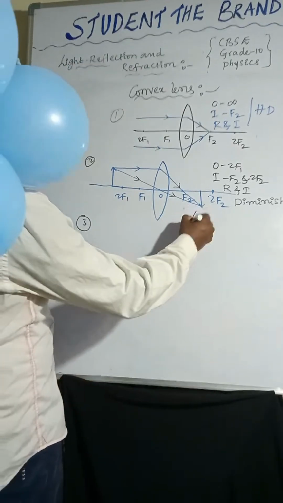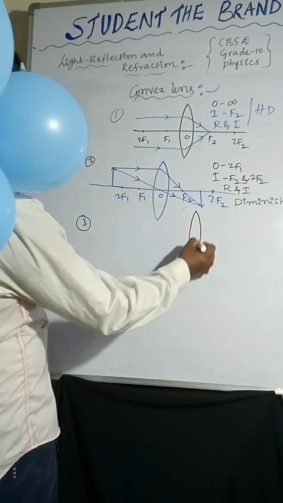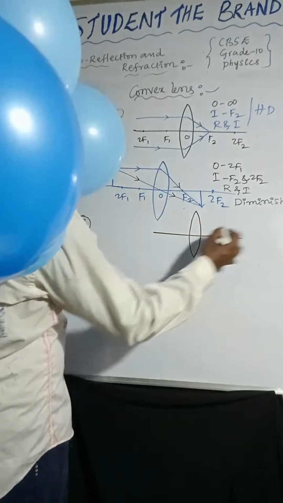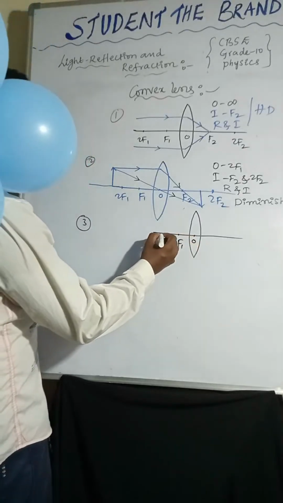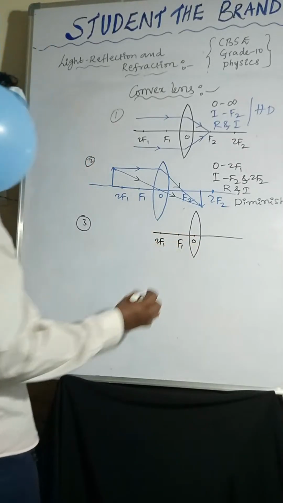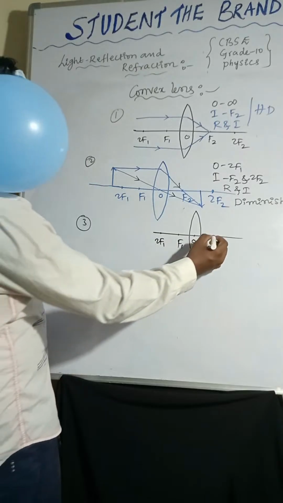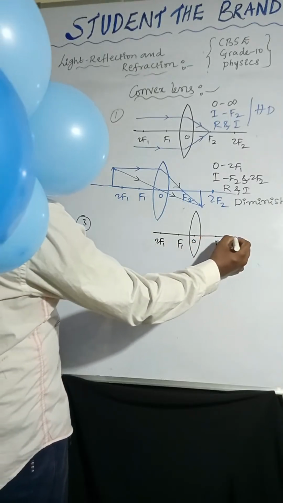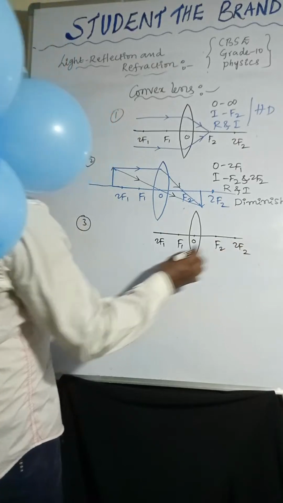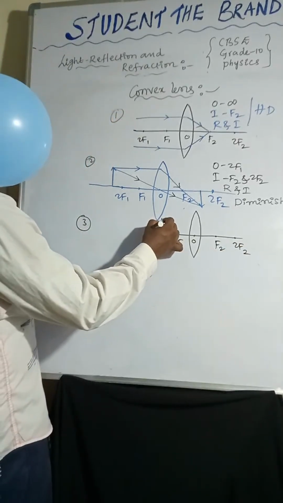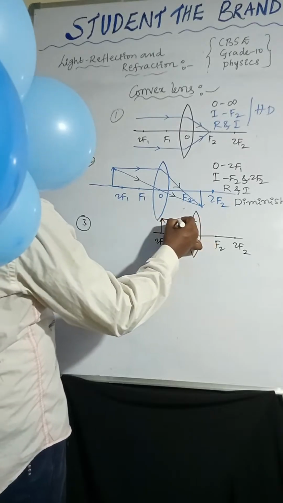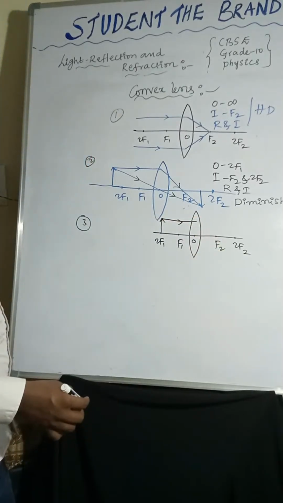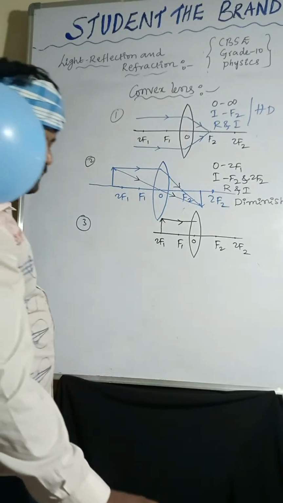Next. Optic center, F1, 2F1, F2, 2F2. Object is placed at center of curvature, like 2F1. So image also will form at 2F2 itself.